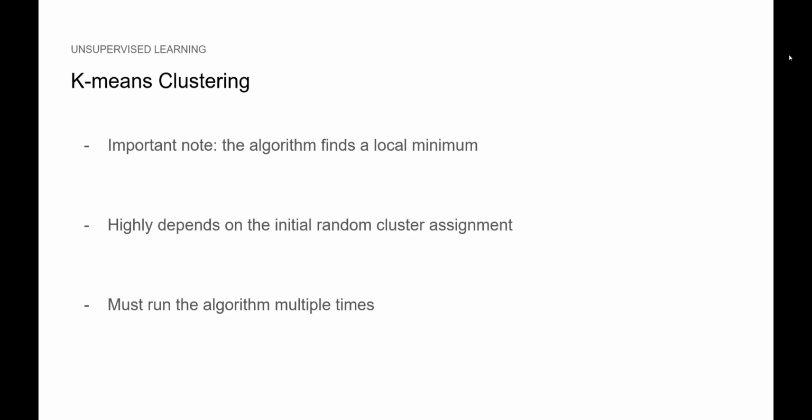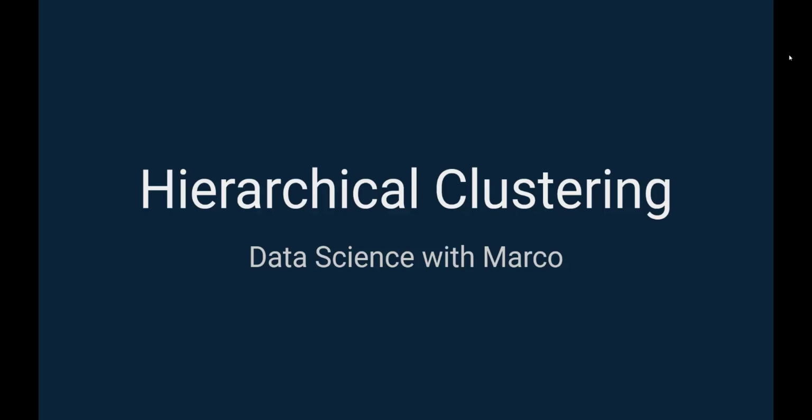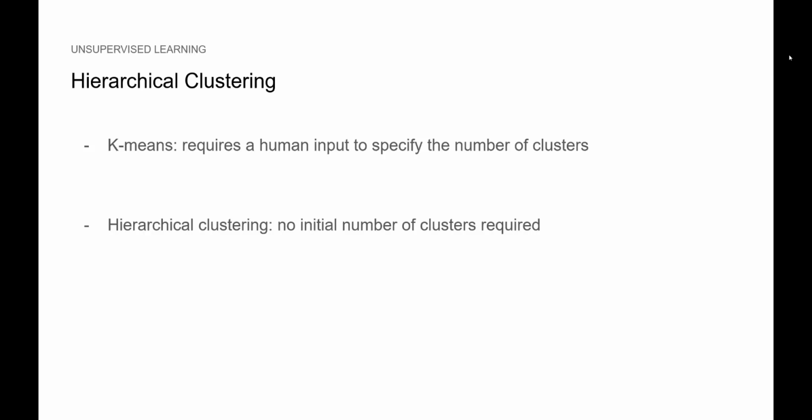Note that k-means will find a local minimum. Therefore, it highly depends on the initial cluster assignment. So make sure to run the algorithm multiple times to see if you always get the same results. Now, let's learn more about hierarchical clustering. As I mentioned, the potential disadvantage of k-means is that you must specify the number of clusters, and sometimes you simply don't know how many clusters you need. This is when hierarchical clustering comes in because you do not need to specify the number of clusters.